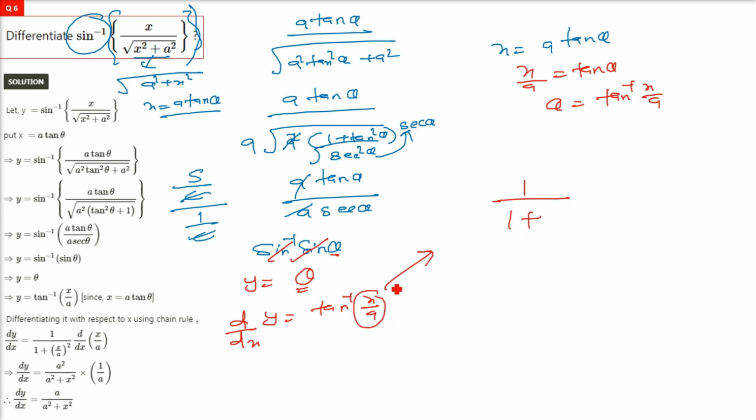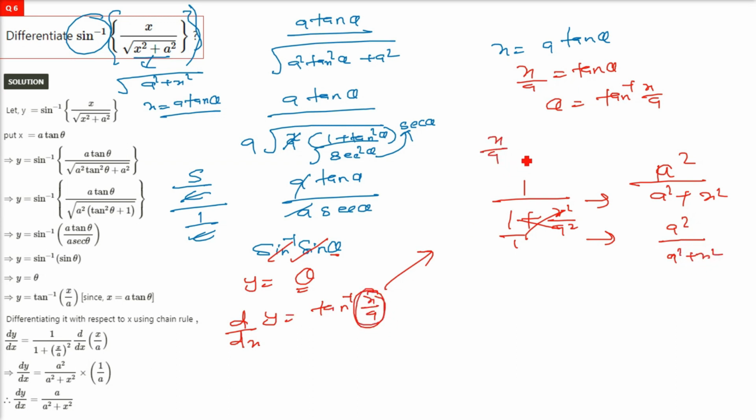So dy by dx is 1 by 1 plus the content. So tan inverse inside this, it is x by a. So 1 by 1 plus x square by a square, you get a square by a square plus x square, a square goes up. And since we have x by a also, we have to differentiate x by a also. So when you differentiate, 1 by a will come out. d by dx of x is 1. So 1 by a gets cancelled. You have a by a square plus x square. That is your final answer, a by a square plus x square. This is dy by dx.